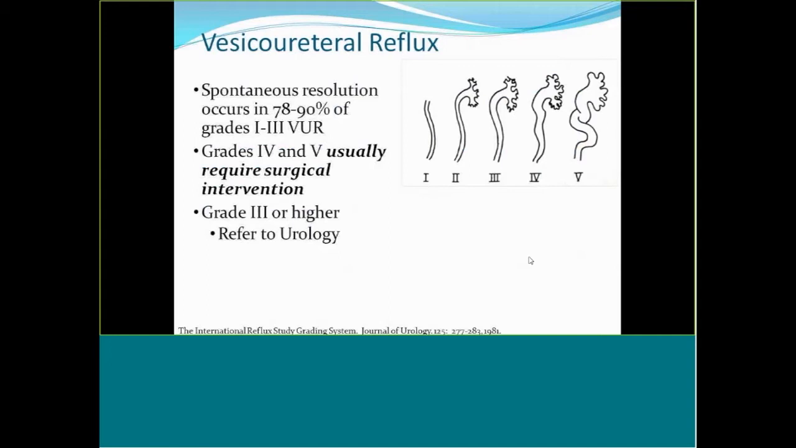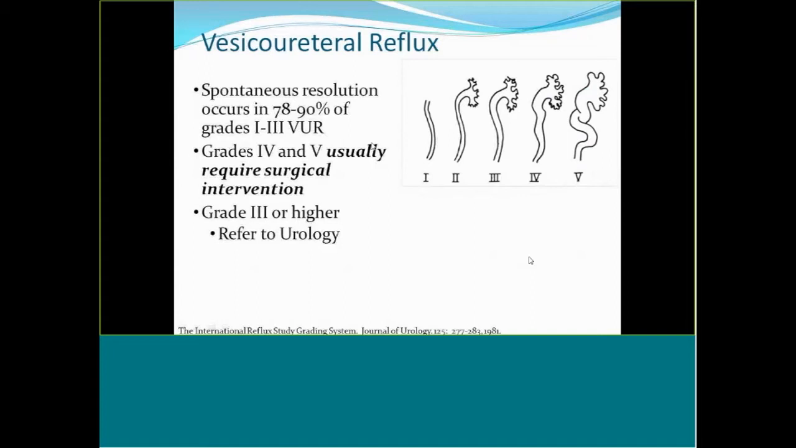There's this international grading system shown here. Grade 1 is urine going from the bladder up the ureter, getting up to the pelvis but going no further. Grade 2, it goes into the pelvis. Grade 3, it's in the pelvis, and you start to see some changes, some blunting, instead of these being nice and sharp. And grades 4 and 5 are just worsening of those, with grade 5 having a very tortuous ureter.